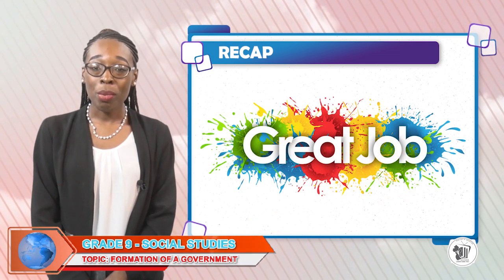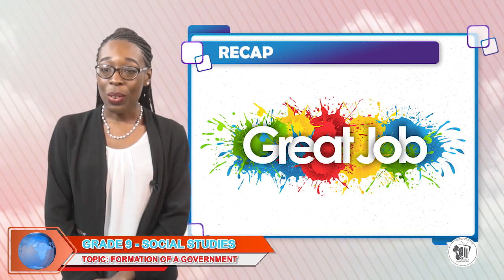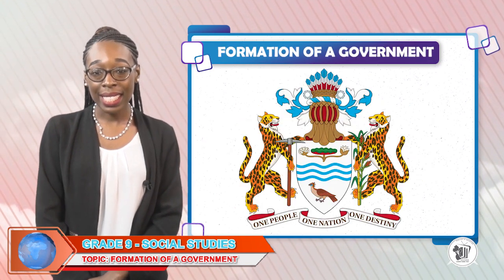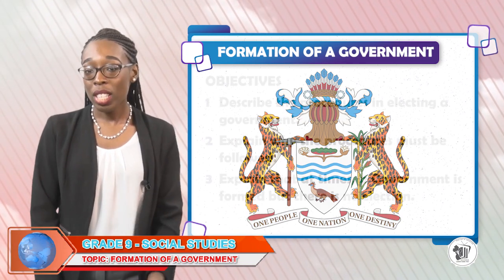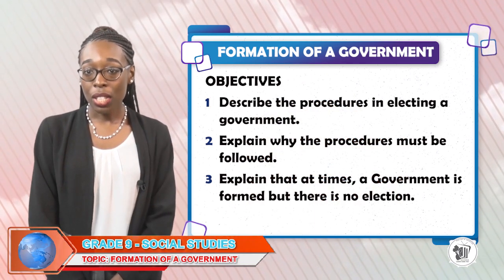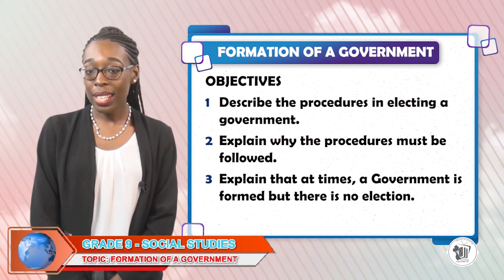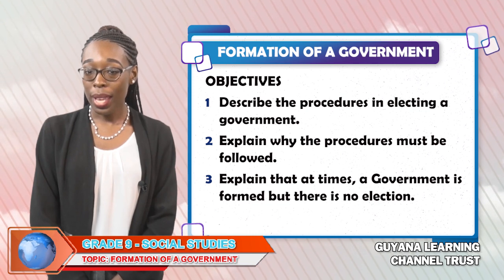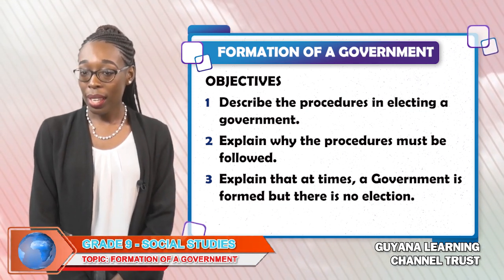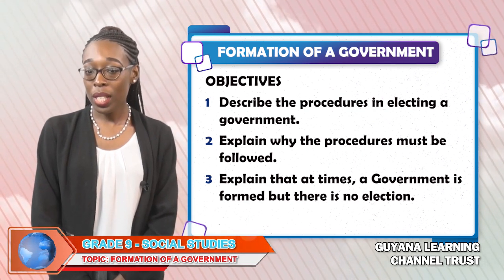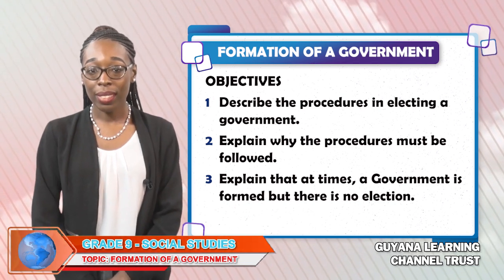I'm happy that you remember some of our key points from the previous session. You did great. Now, let's move right into today's lesson on the formation of a government. What are the objectives for today's lesson? Students should be able to: 1. Describe the procedures in electing a government. 2. Explain why the procedures must be followed. And 3, explain that at times government is formed, but there is no election.